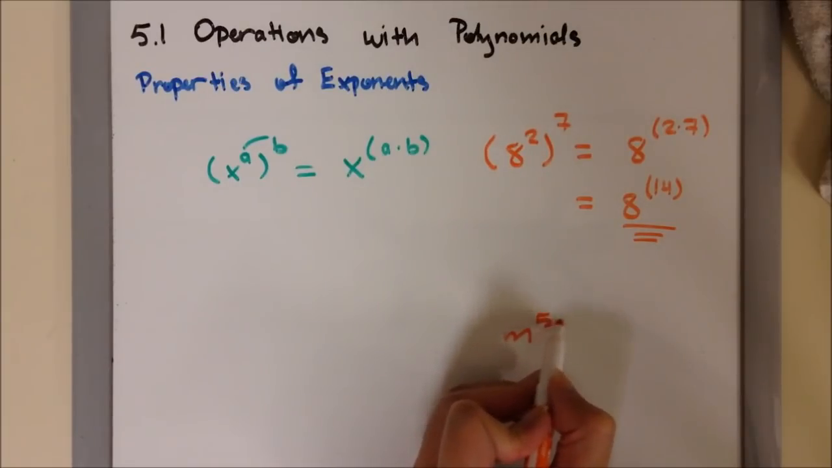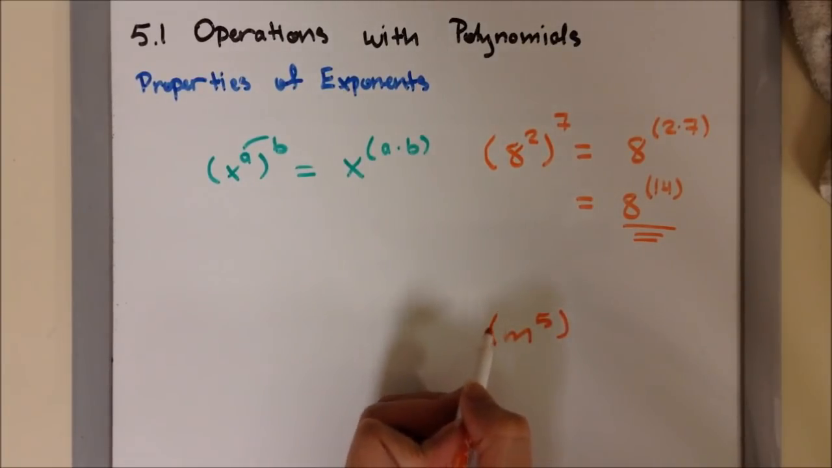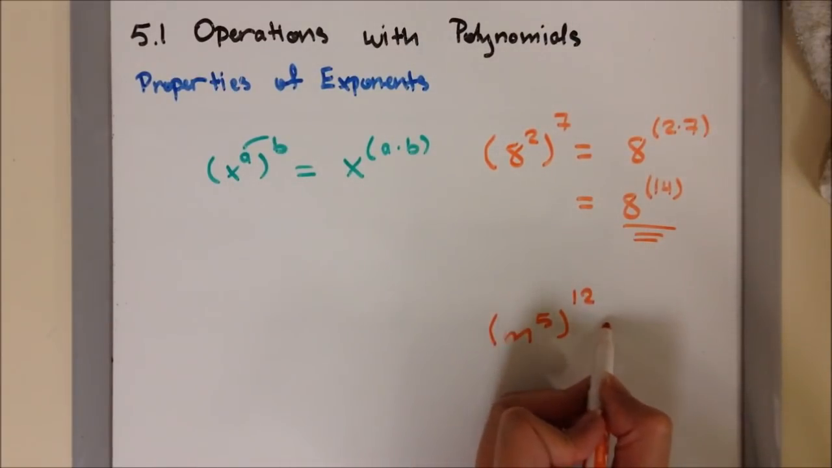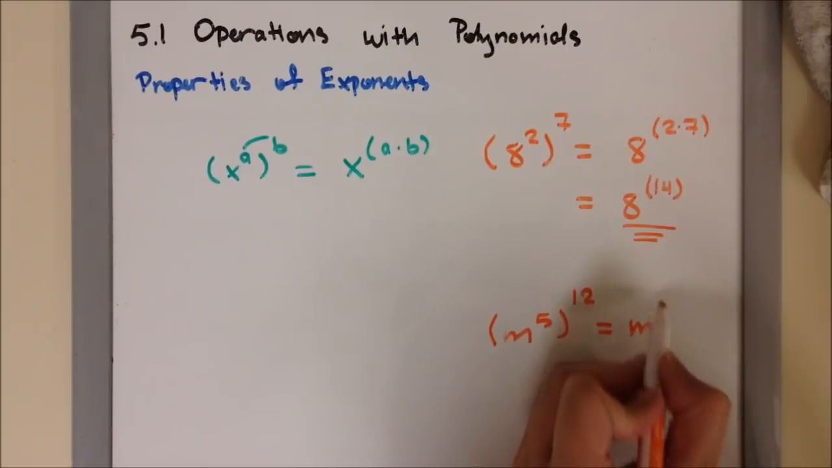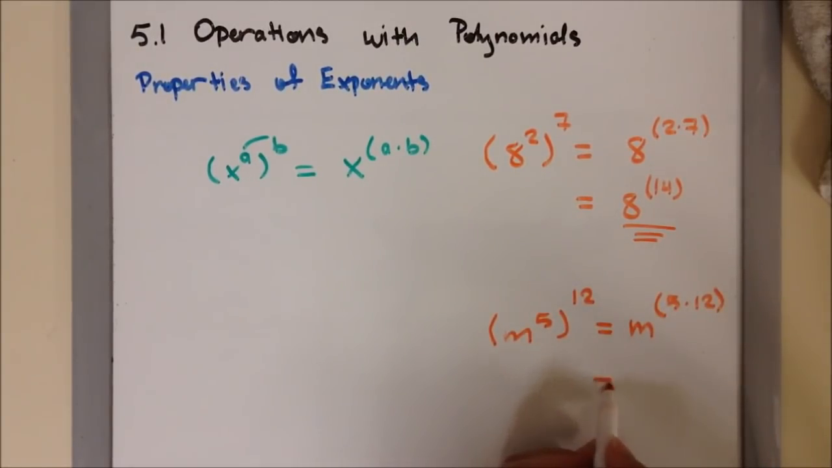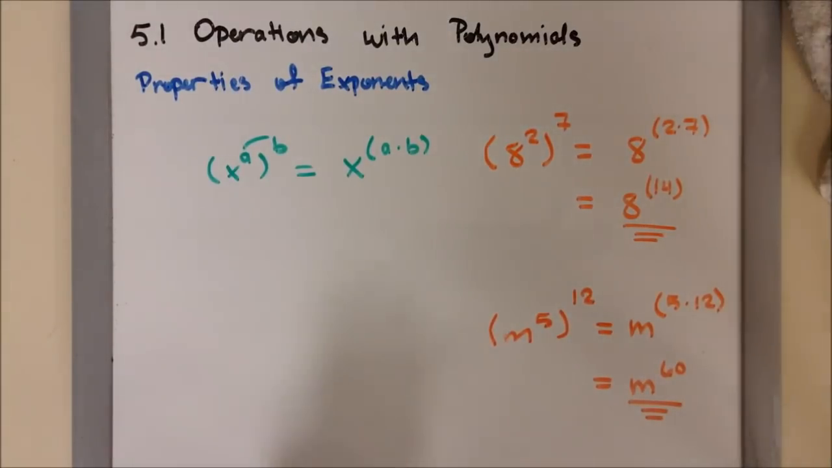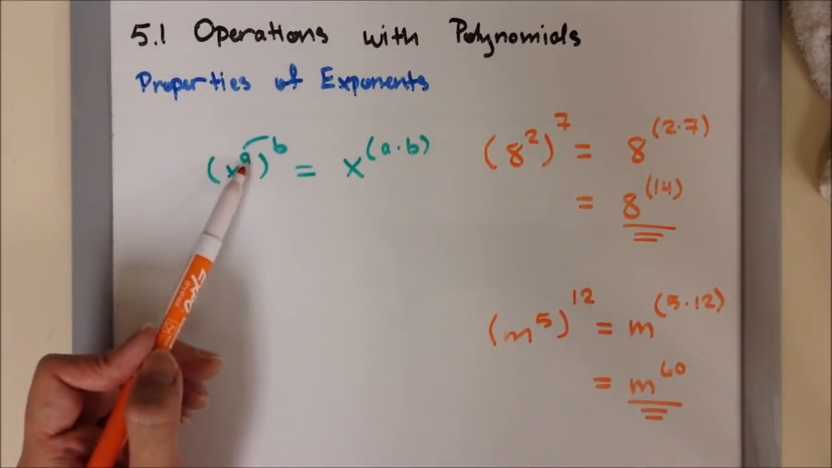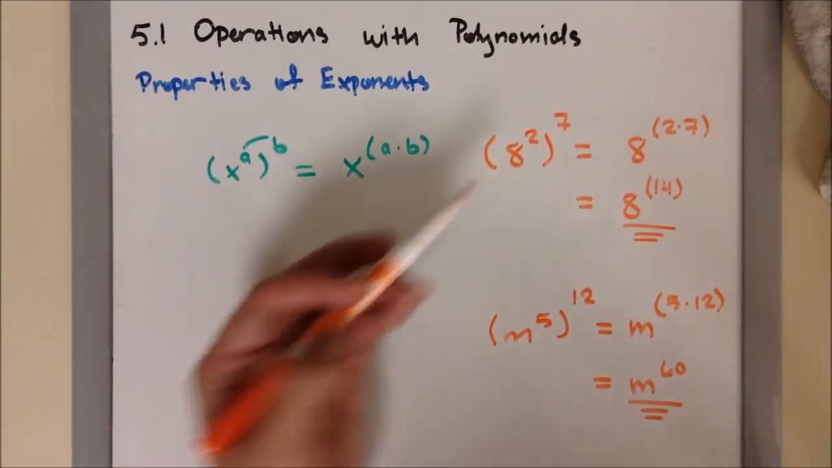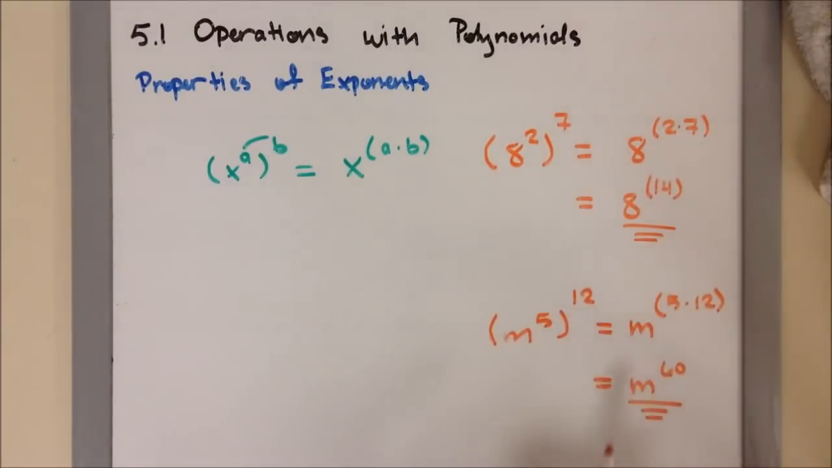Now say you had variables m to the 5th power raised to the 12th power. When you have something like that, it means m to the power of 5 times 12, which means m to the 60th power, and then that will be our answer. So again, when you have an exponent inside the parenthesis while you have another outside the parenthesis, you're just going to multiply. So I did 2 times 7, that's how I got 14. And then I did 5 times 12, that's how I got 60.